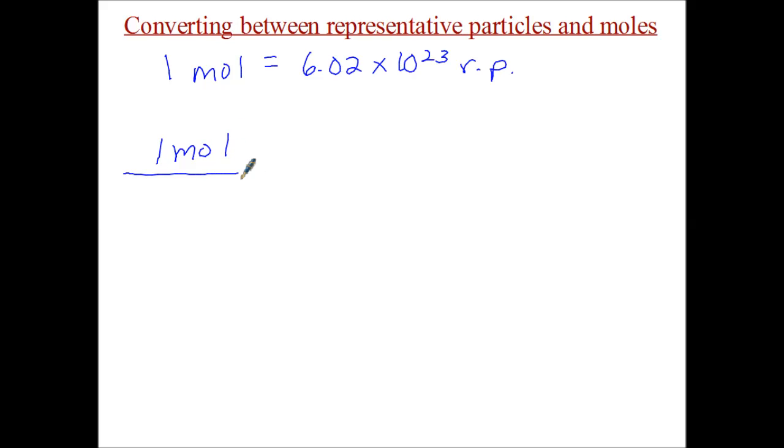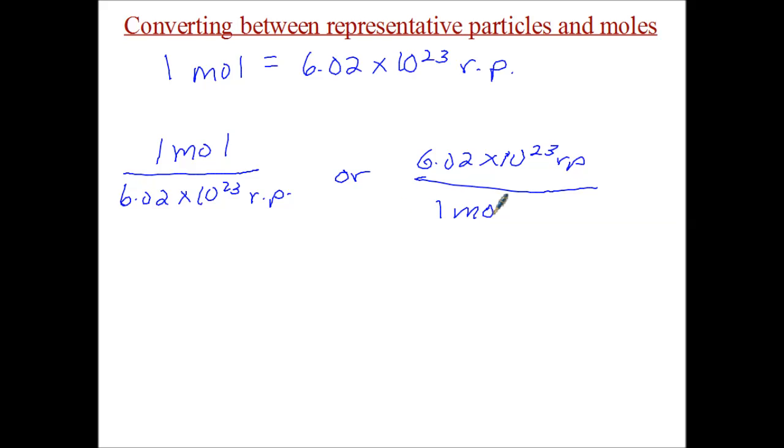Okay, so how do we convert between representative particles and moles? Okay, well, if you remember back to when we first did conversion factors, you should remember that a conversion factor consists of 2 measurements that are equal to each other. Okay, and the 2 measurements that we're talking about here is that 1 mole is equal to 6.02 times 10 to the 23rd representative particles. Okay, so we can actually take those equivalent measurements and turn them into conversion factors. All right, so we can do 1 mole over 6.02 times 10 to the 23rd representative particles. Or we can do 6.02 times 10 to the 23rd representative particles over 1 mole. So either one of those will work, but not for every problem.